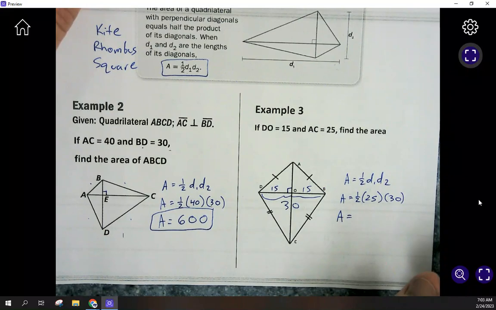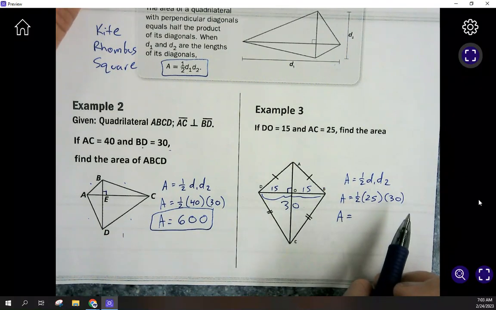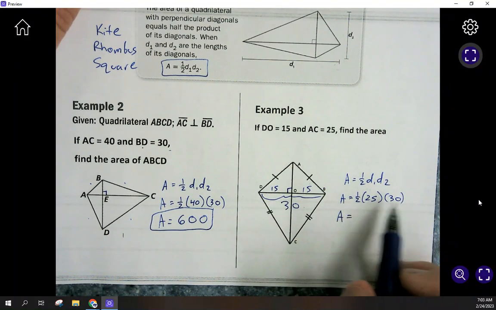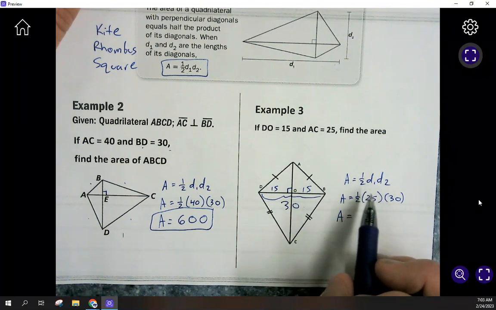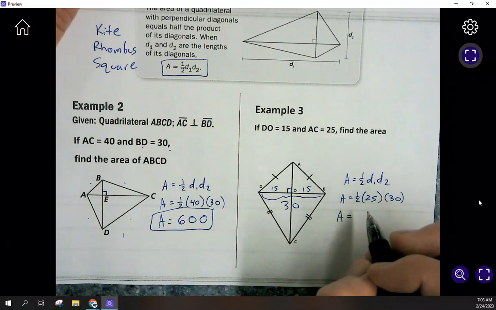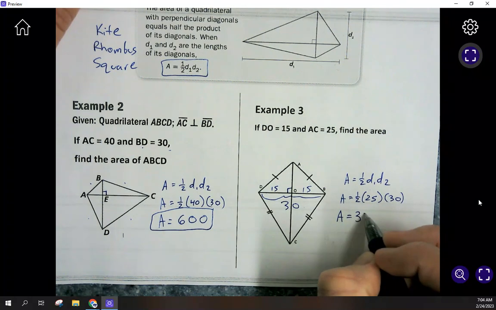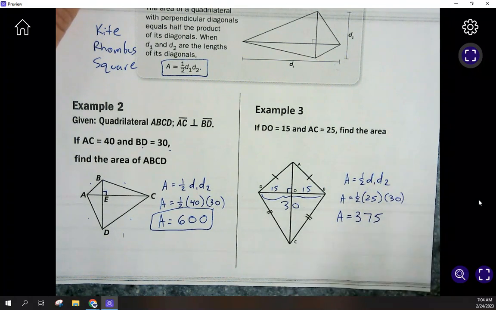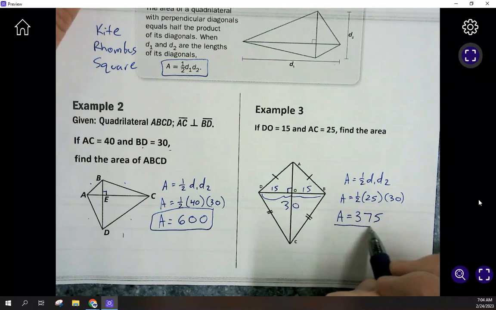Now, half of 25, if I'm doing this mentally, is 12 and a half, but it's not a number that I want to be using for mental math. So I could take half of 30 and get 15 and do 15 times 25. Or, of course, you could just plug this all into your calculator and let it handle it. And so we are going to have 375.